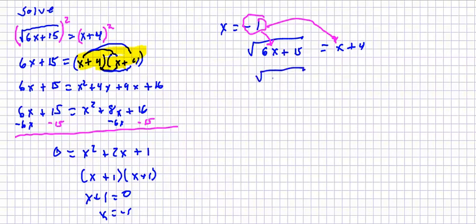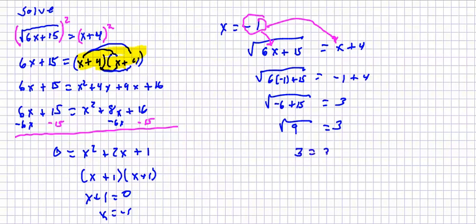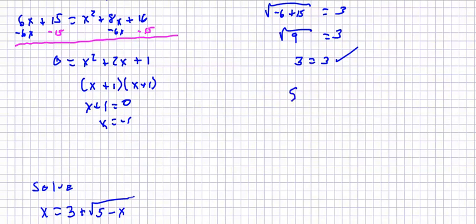So we have the square root of 6 times negative 1 plus 15 equals negative 1 plus 4. Square root of negative 6 plus 15 equals 3. Negative 6 plus 15 equals 9. Positive square root of 9, 3 equals 3. It checks. We're good to go. Our answer then is negative 1.